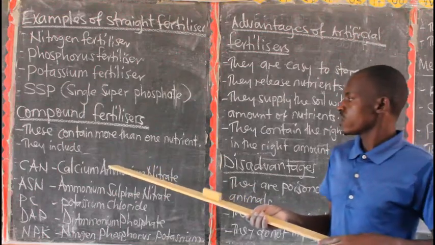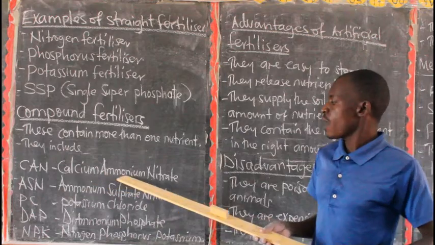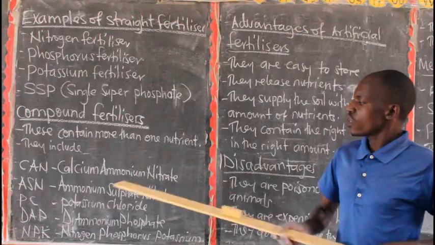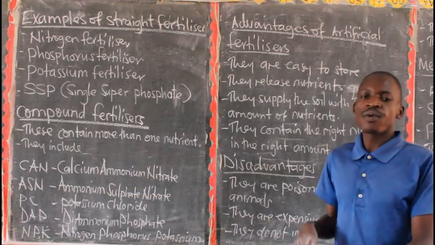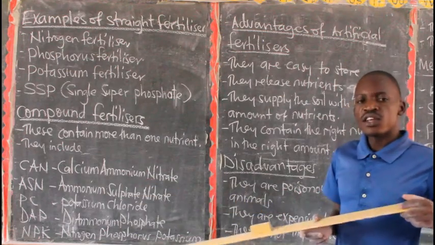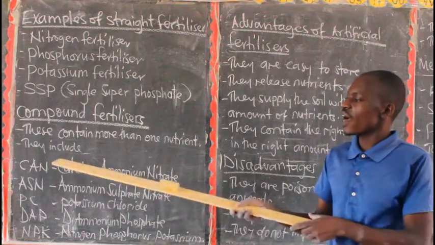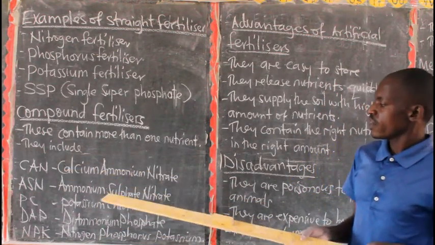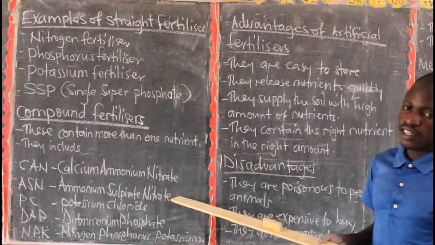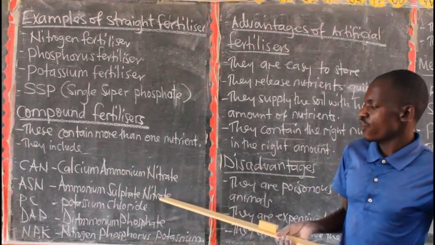This includes CAN. CAN stands for calcium ammonium nitrate. This calcium ammonium nitrate provides nutrients like calcium, which is a nutrient on its own, ammonium, and also nitrate. So these are some of the nutrients found in CAN. Then ASN. ASN stands for ammonium sulfate nitrate. This one contains nutrients like ammonium, sulfate, and nitrate.